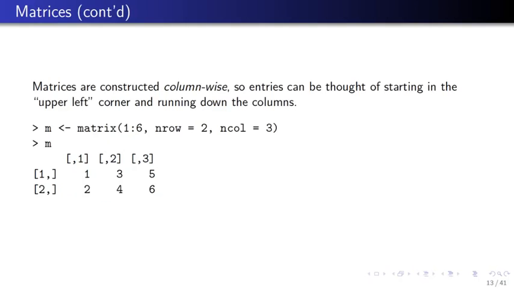Matrices are constructed column-wise, so you can think of the matrix taking a vector, and all the numbers are inserted into the matrix by columns. The first column gets filled, and then when you hit the maximum number of rows, the second column gets filled, and the third column, etc. So if I create a matrix by taking the sequence 1 to 6, and then I specify that it has 2 rows and 3 columns, how does this matrix get constructed? Column-wise: it takes 1, 2, and there are only 2 rows, so that makes the first column. The second column is made up of 3, 4, and then the third column is made up of 5 and 6.